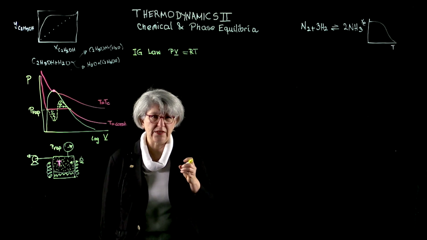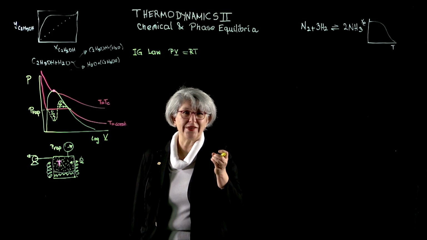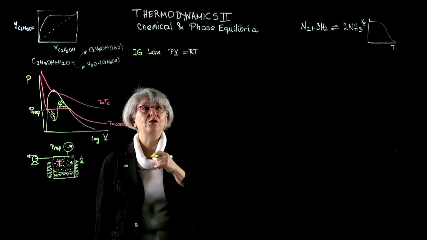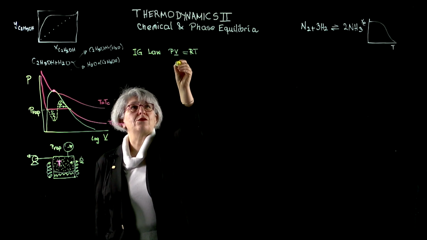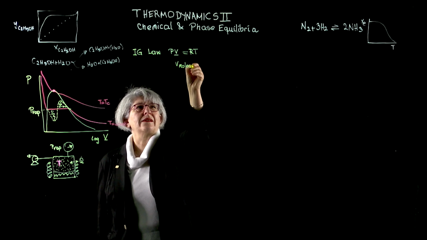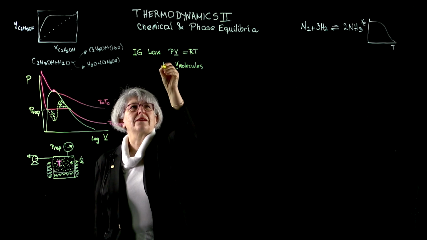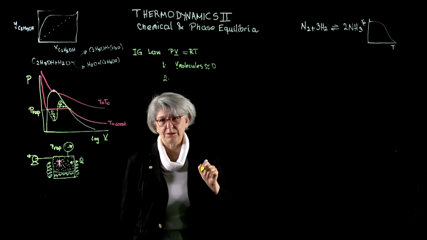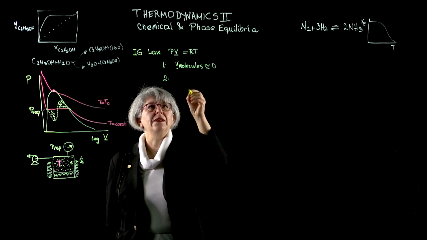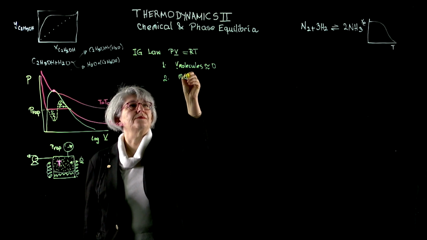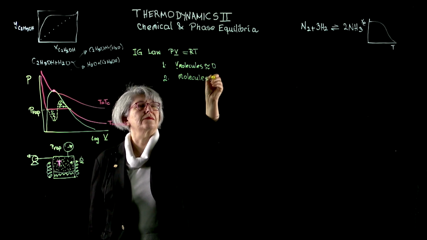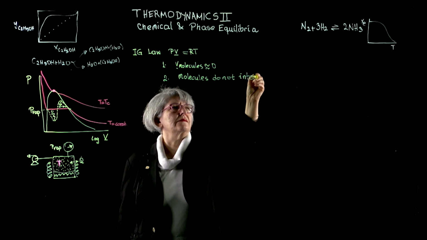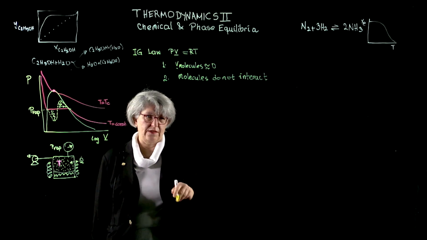The first limitation was that volume occupied by the molecules were negligible at very low pressures. If the gas phase is not very dense, the volume occupied by the molecules could be neglected. And the second assumption of the ideal gas law was that the molecules did not interact. Then we removed those assumptions.